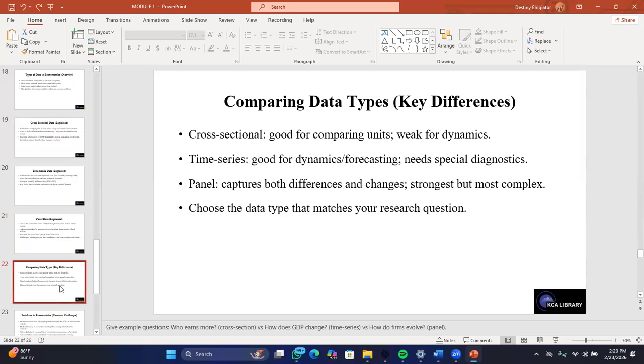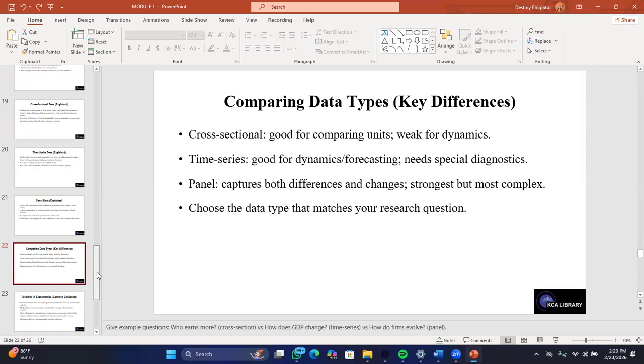Comparing data types, let's look at the key differences. Cross-sectional is good for comparing units, weak for dynamics. Time series is good for dynamics or forecasting, but needs special diagnostics. Panel data captures both differences and changes. It is the strongest but most complex. That's the key difference here. Choose the data type that matches your research question.